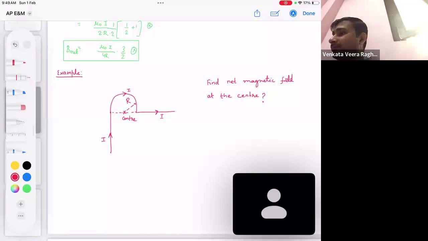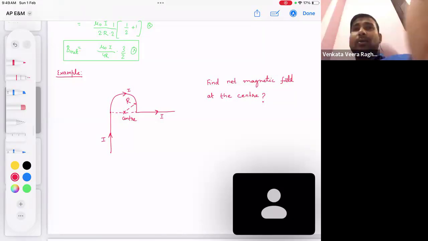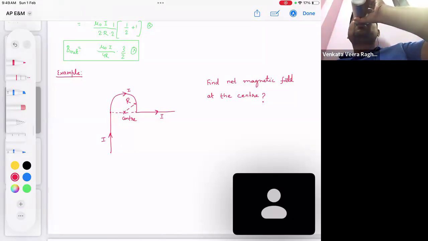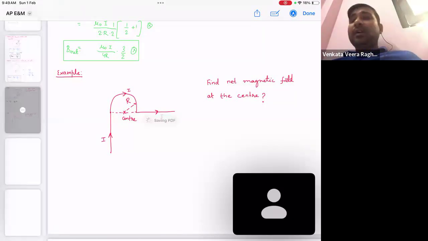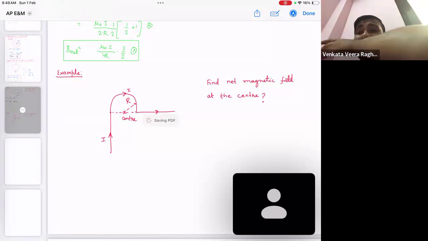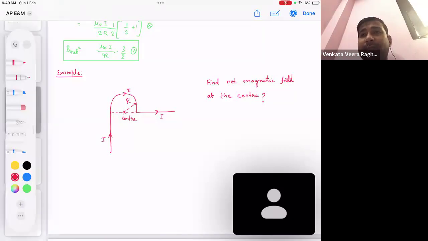So tell me, how much is this coming? What is the net magnetic field coming at that point? Is it the case of three segments? Two straight segments, one semicircular segment, isn't it? So this is straight segment one, let me call this the two and this the three.